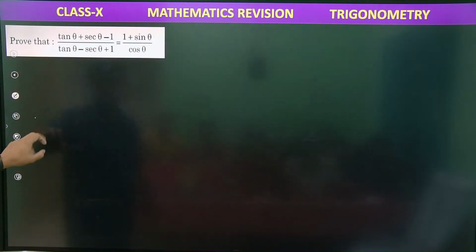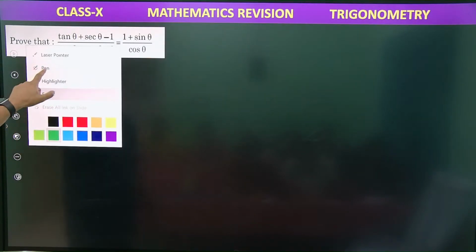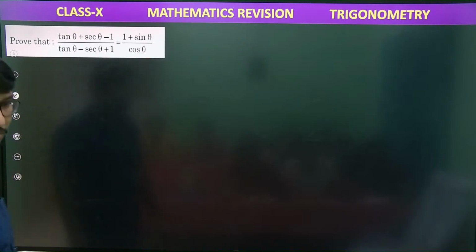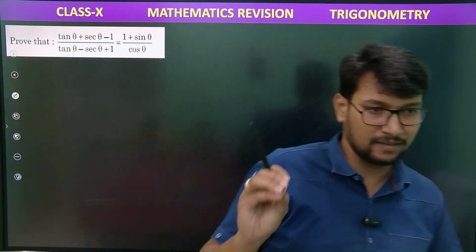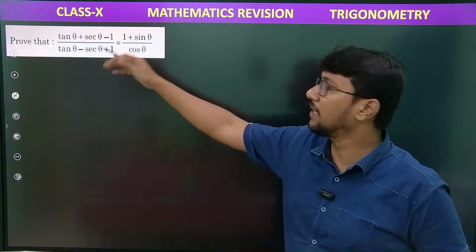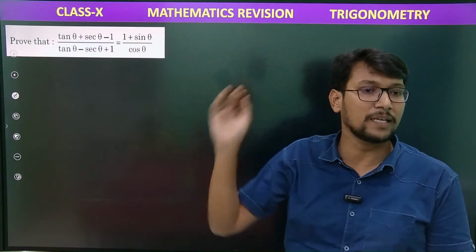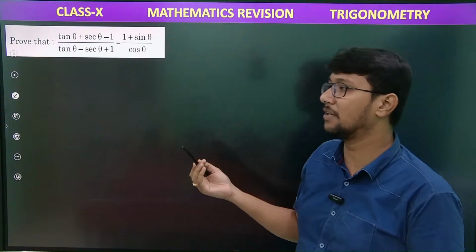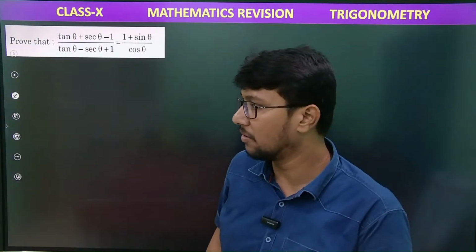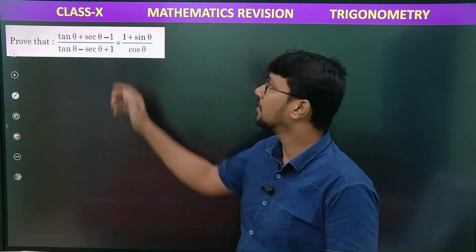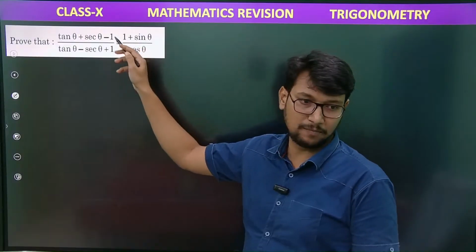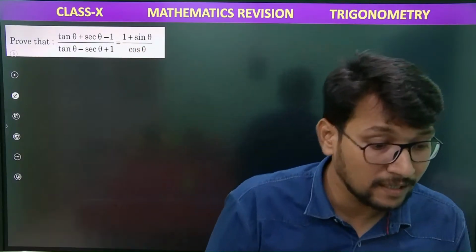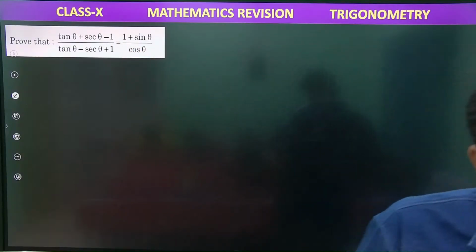This question. Have you solved this question earlier? Tell me. Okay, solve it and show me. So, do you have any identity between tan and sec? What is sec square theta minus tan square theta? So, where will you use this one? Where will you use it? In place of 1. In place of 1 in the numerator.